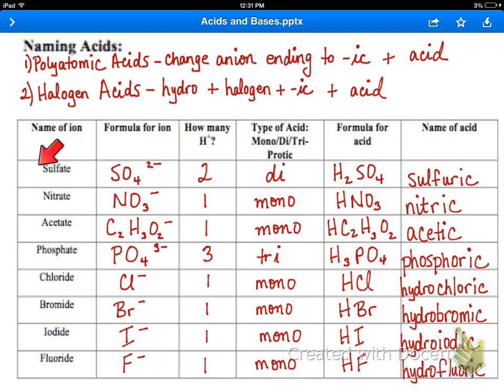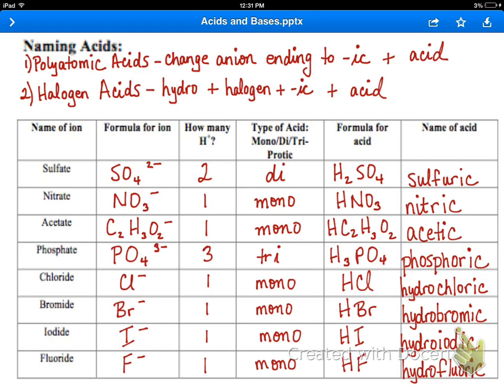Sulfate becomes sulfuric acid. Again, the ending is changed to ic, and then we add acid. Nitrate, we drop off the ate, and it becomes nitric acid. Acetate becomes acetic acid. Phosphate becomes phosphoric acid. We add the or in there to make it easier to say.